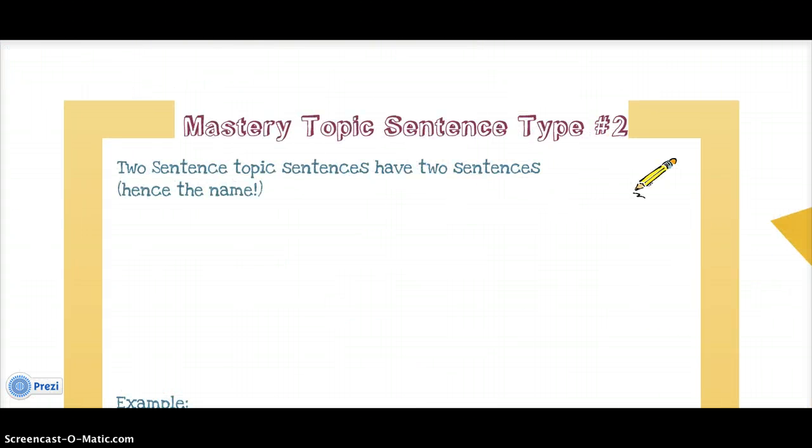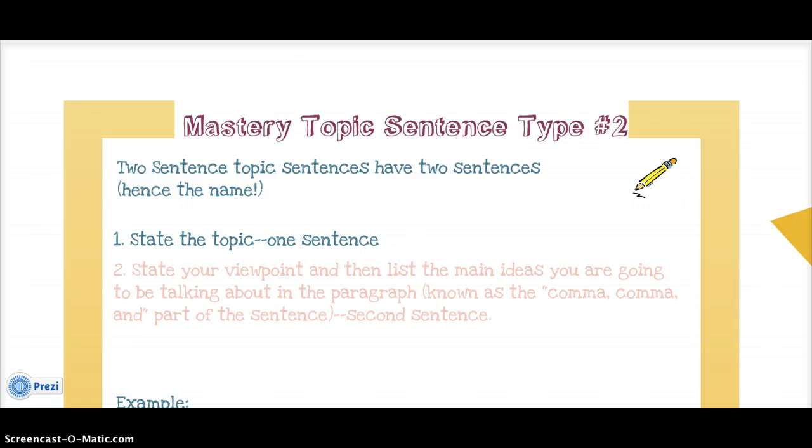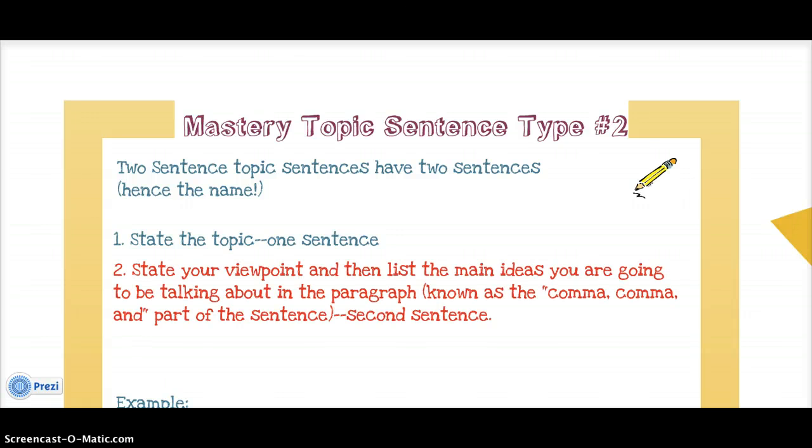All right, mastery topic sentence type 2. This is called a 2-sentence topic sentence, and they have 2 sentences, so that's why they're called that. The first sentence is just going to introduce your topic. It's going to be a complete sentence and it's going to stand on its own. In the second sentence, you are going to state your viewpoint about the topic, and then very quickly, in other words, not with a lot of words or explanation, list the main ideas you are going to be talking about. This is also known as the comma, comma, and part of the sentence, where you're just making a quick list of what's coming up.